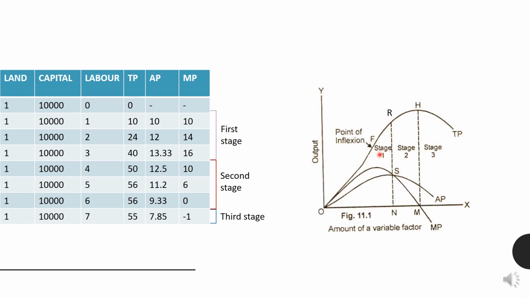In the first stage, TP, AP and MP increase. In the second stage, TP increases at a diminishing rate, AP and MP decrease but remain positive. In the third stage, TP decreases, AP decreases, MP becomes negative. So these are the three important stages in the law of variable proportions.